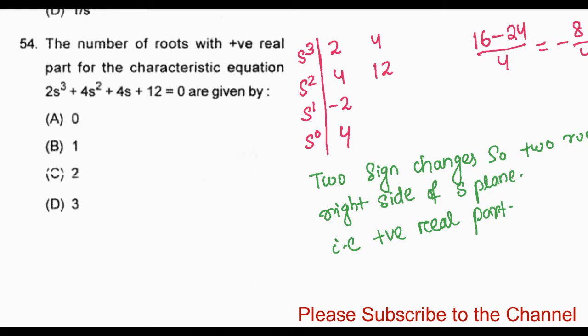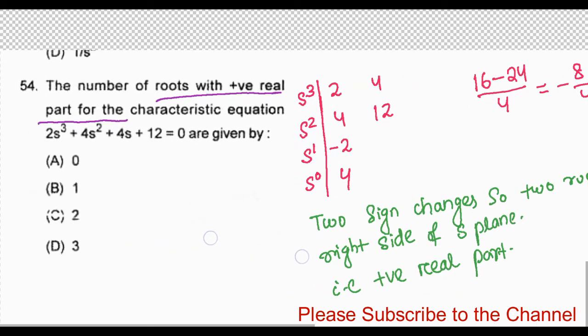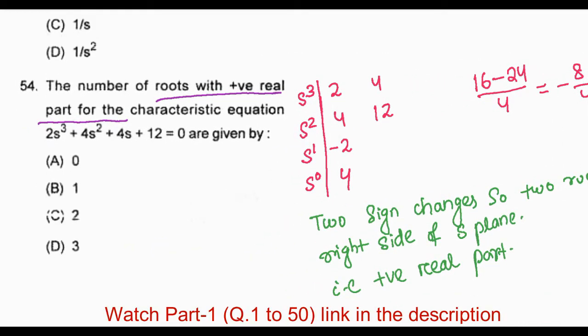So the roots with positive real part, that means roots on the right-hand side of the S plane. So we have to use the Routh stability table. Here I have the Routh stability table, and I have filled it.